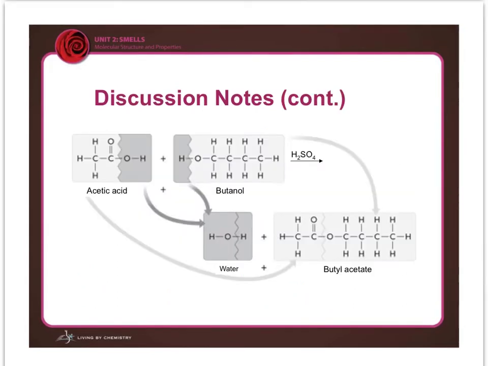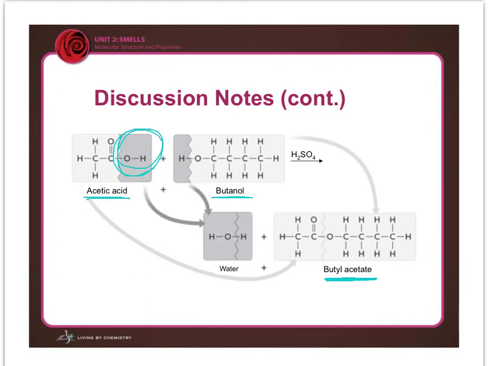Here is an example of what we did in lab. We took our acetic acid and we mixed it with butanol, and we got something called butyl acetate, which is more of a sweet smelling thing. So you have your OH group, so here's your acetic acid. We have our OH group on the end here.